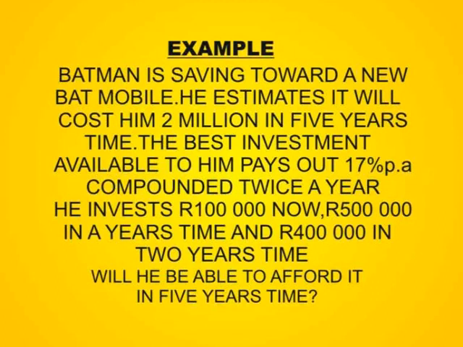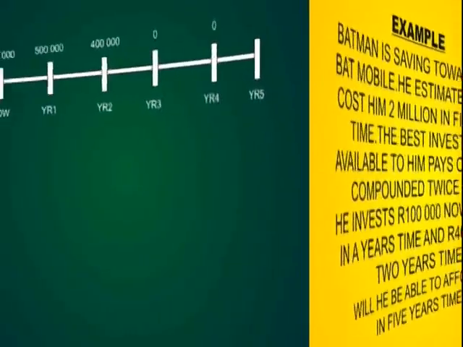What we're going to do is look through two different techniques of using the timeline, and let us see what the amount will be at the end of 5 years and whether he will be able to afford it. I'm going to start by taking the information from the question and putting it onto a timeline.